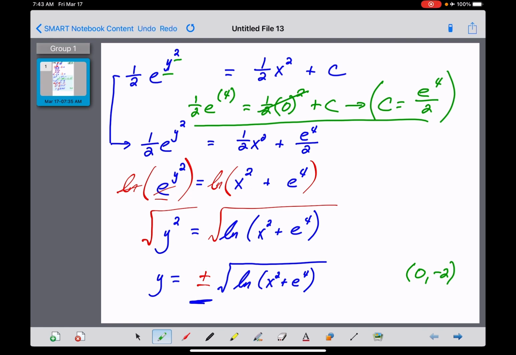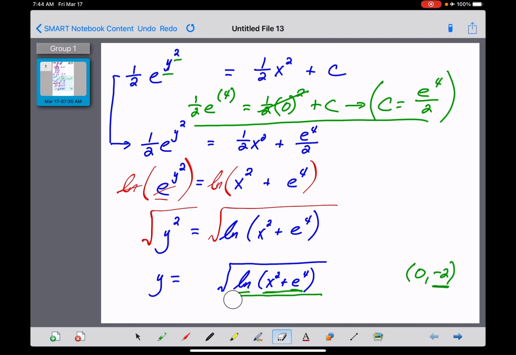So let's think our way through this here, guys. When x is 0, we get 0 squared, which is 0, plus e to the fourth. The natural log of that e to the fourth is going to be 4. The square root of that 4 is going to be 2. Now it's either plus 2 or minus 2 that's going to get us this y value right here. Pretty obviously in this case, that one is negative.